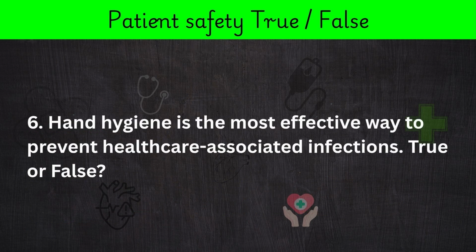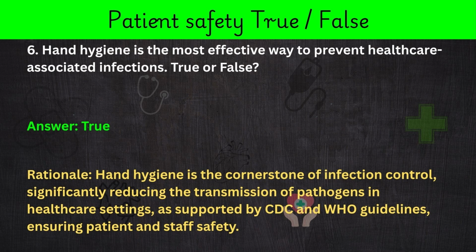6. Hand hygiene is the most effective way to prevent healthcare-associated infections. True or false? Answer: true. Rationale: Hand hygiene is the cornerstone of infection control, significantly reducing the transmission of pathogens in healthcare settings, as supported by CDC and WHO guidelines, ensuring patient and staff safety.